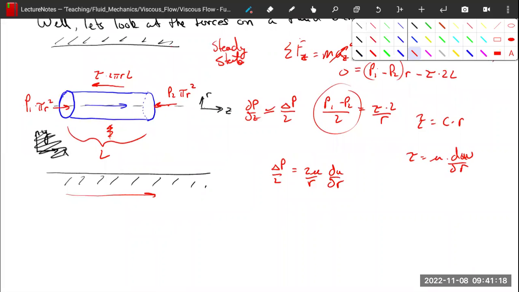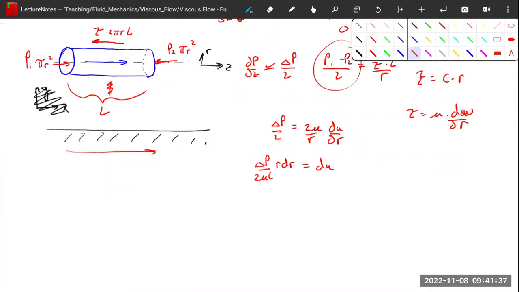And we can solve this differential equation. If we bring r over to the other side, we get delta p over 2 mu L times r dr is equal to dw, and therefore we get delta p over 4 mu L r squared plus c is equal to w. Now we have to solve for this constant.